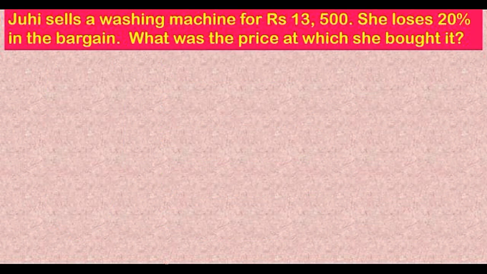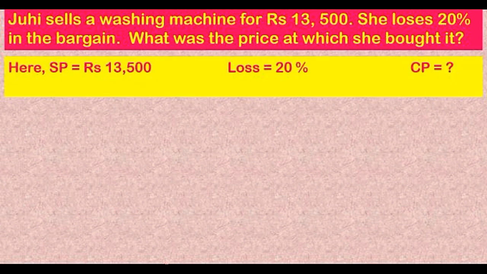Second example. Juhi sells a washing machine for ₹13,500. She loses 20% in the bargain. What was the price at which she bought it? Here, she is selling, so the SP becomes 13,500. Loss is given as 20% and CP we have to find out. So whatever we have to find out, let me assume it as a variable x.